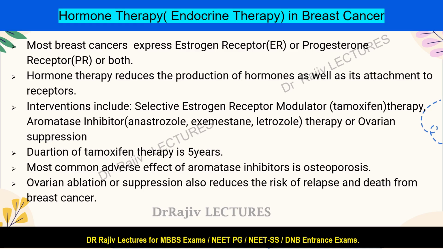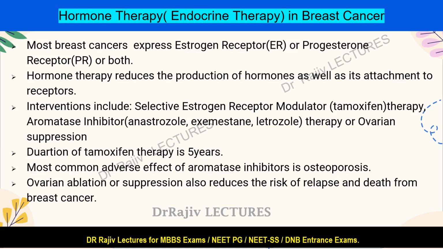Most breast cancers express estrogen receptor or progesterone receptor or both. Interrupting the production of estrogen or blocking the effects of estrogen and progesterone at the receptor level results in improved disease free survival and overall survival in women with metastatic breast cancer. Hormone therapy works by either reducing the amount of hormones in the body or by blocking them from attaching to the cancer cells.